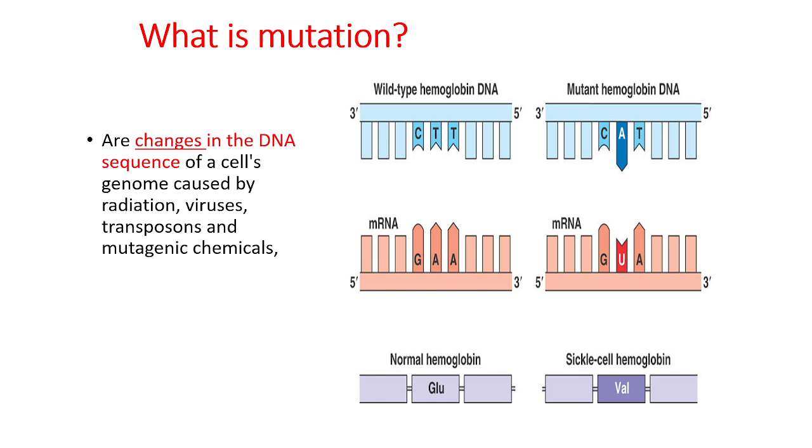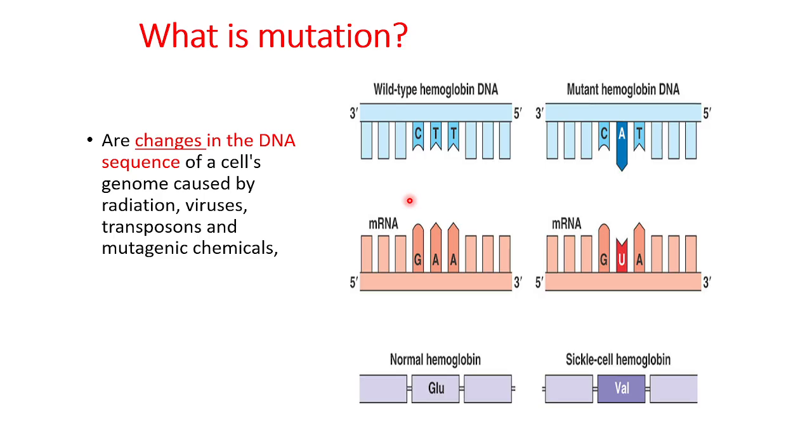Now, mutation, as I was telling, is a change in a particular nucleotide sequence. Like, you have a CTT sequence in the wild type hemoglobin, it suddenly changes to a CAT. So what happens here is that this codes for a particular amino acid. GAA is basically coding for glutamic acid, and suddenly it changes to GUA that codes for a valine.